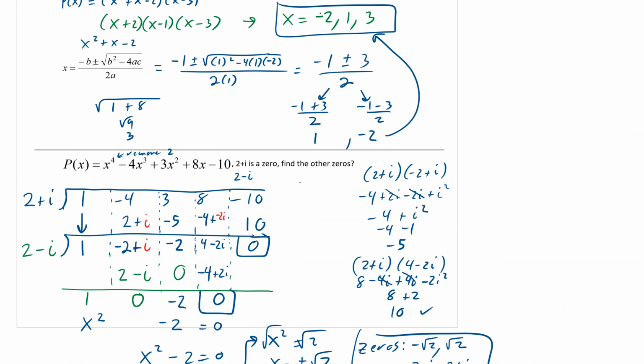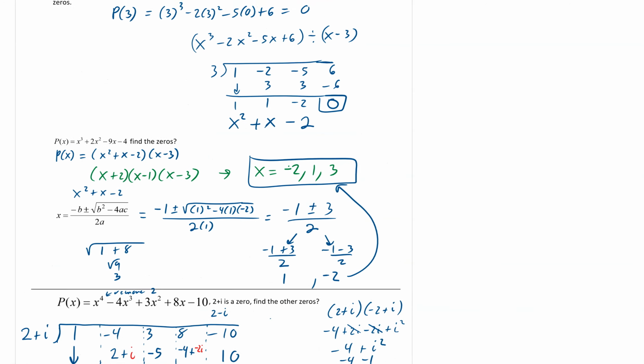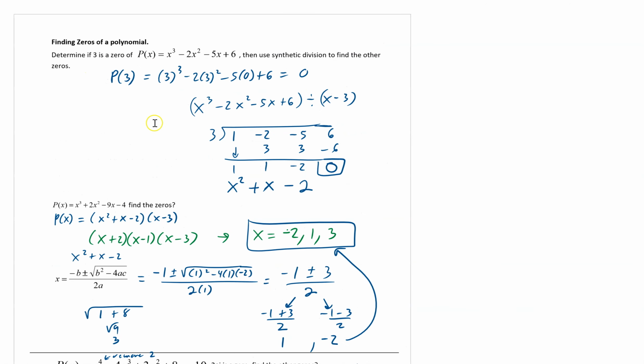So the whole idea of each of these problems is to take a 0 that you know, break it down with synthetic division to a quadratic, and then use quadratic formula or factoring to find the other ones. So watch, we could do this with another one. We already knew that 1 is a 0, right?